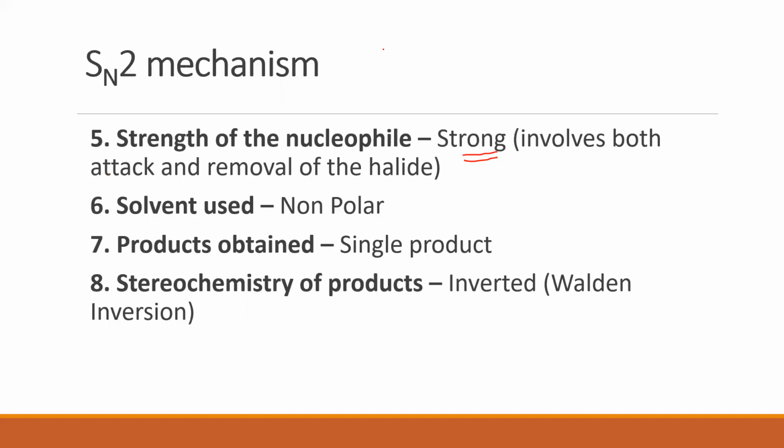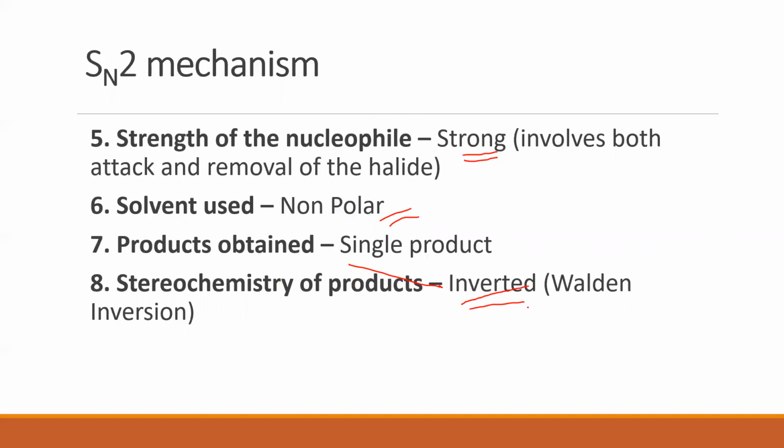What should be the solvent that is used in SN2? A non-polar solvent is enough. So a non-polar solvent is okay for the SN2 mechanism to happen. Then products obtained. How many products were obtained? Yes, there is only one single product that is obtained. Then the stereochemistry of the product. The product is inverted in nature.